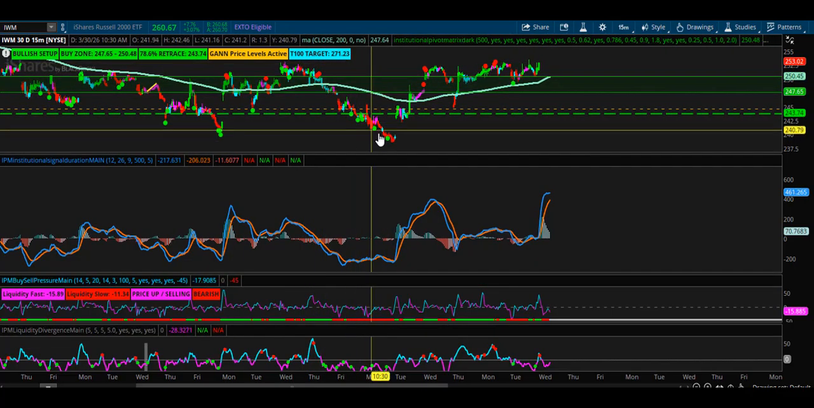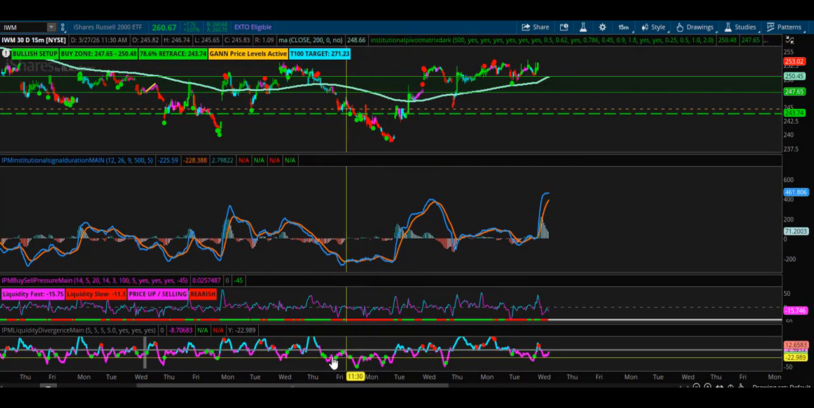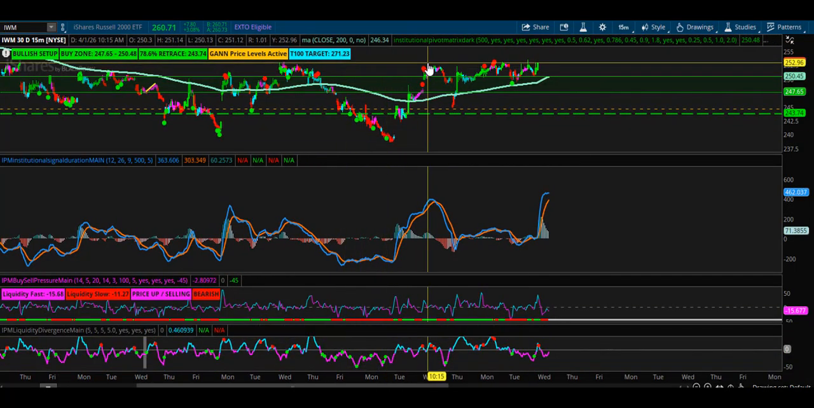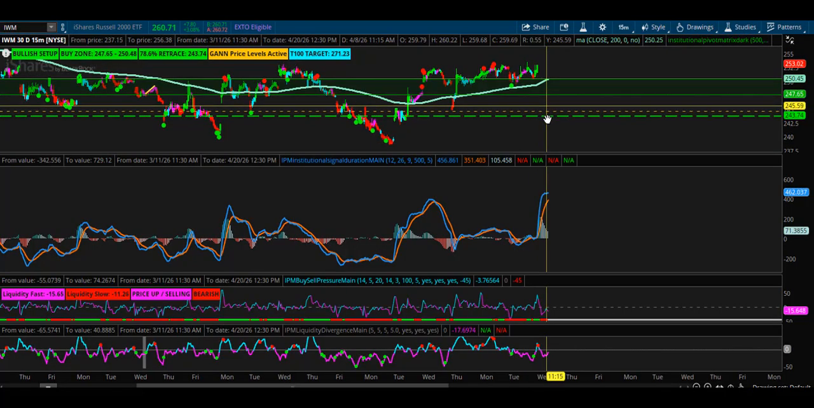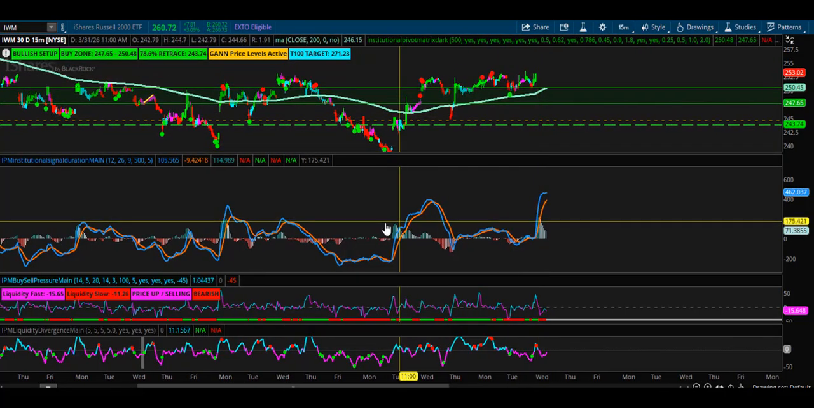But here you can see this is when institutions were buying. They were buying this entire dip, and that's when we had that massive move to the upside. So let me show you why I took the short side. Well, I'm going to get back to this.